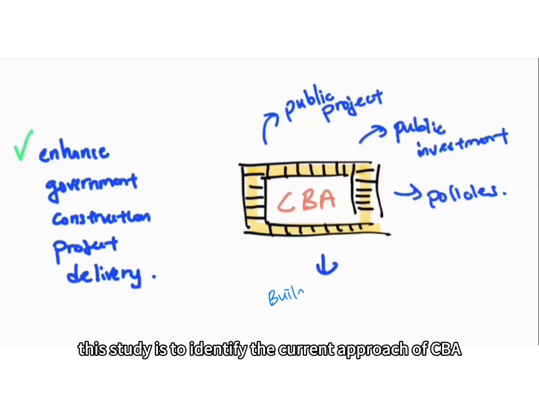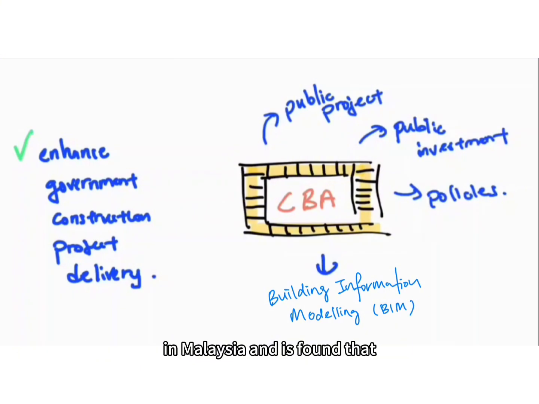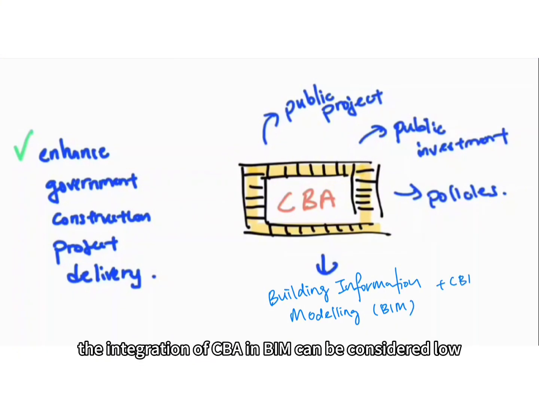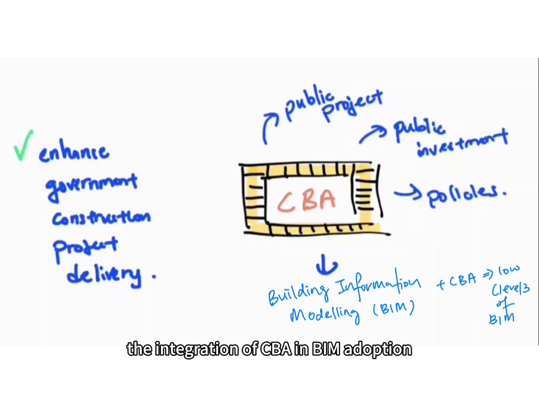This study is to identify the current approach of CBA towards Building Information Modeling, or BIM, application in Malaysia, and it's found that the integration of CBA in BIM can be considered low compared to other countries such as Singapore and Australia. The integration of CBA in BIM adoption falls under level 3 of BIM maturity.